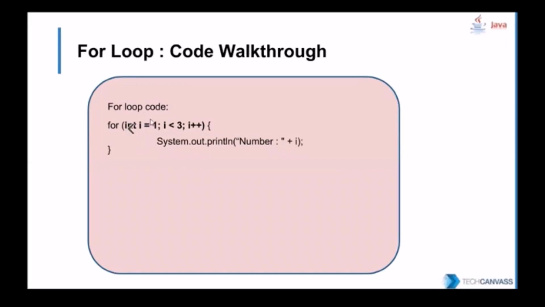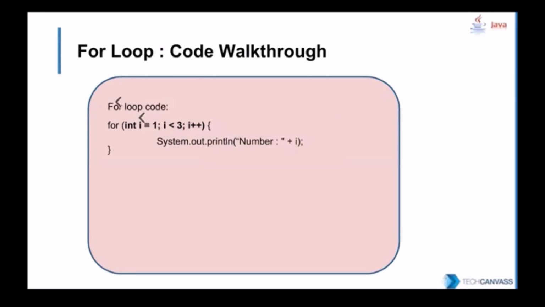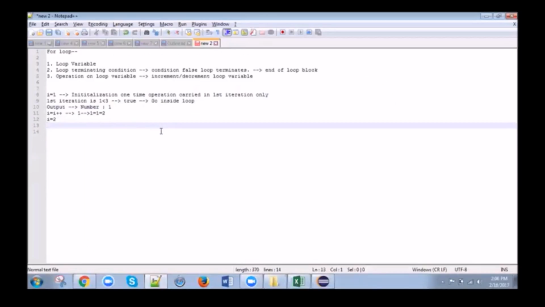Now again, this time it will not initialize, because initialization is one time operation. So this was initialization. It was one time operation, carried in first iteration only. So first iteration we have already initialized. We won't initialize it again in the second iteration, but we will check the condition. So on the second iteration, we'll check the condition.